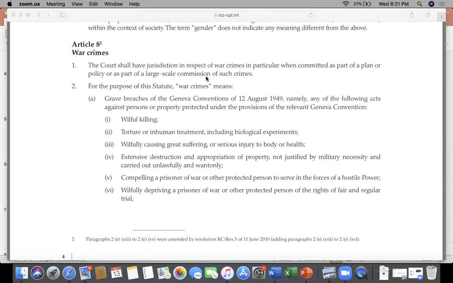Genocide can also be committed in peacetime, but war crimes cannot be committed during peacetime. It says that the court shall have jurisdiction over war crimes when it is committed as part of a plan or policy or as part of large scale commission of such crimes. Now, what is the meaning of war crimes?